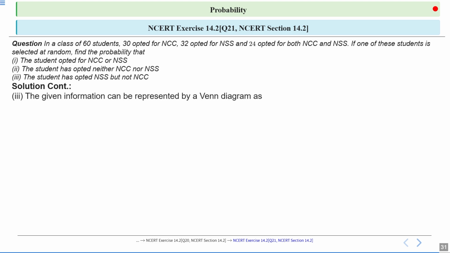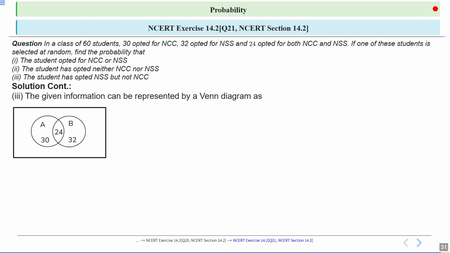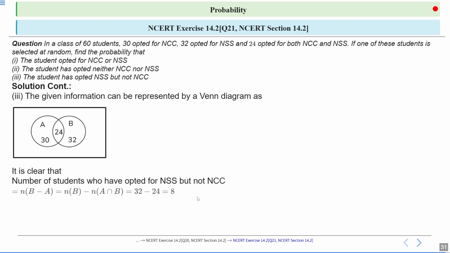The given information can be represented by a Venn diagram, like this. Here you can see A event contains 30 elements, B event contains 32 elements, and in the intersection we have 24. So it is clear that the number of students who have opted for NSS but not NCC is the number of elements in B difference A. This is nothing but the number of elements in B minus the number of elements in A intersection B, which is 32 minus 24 equal to 8.